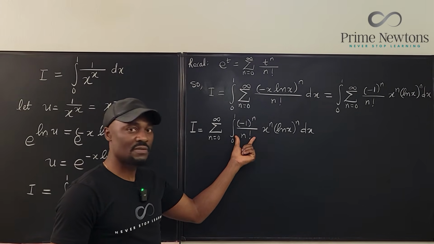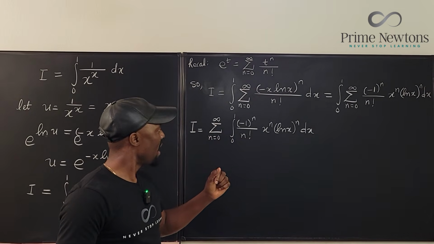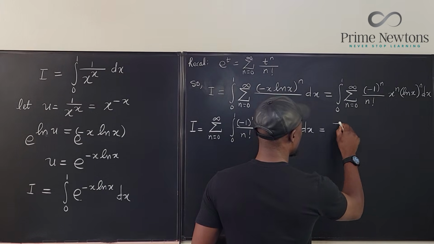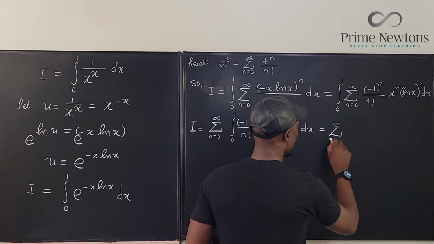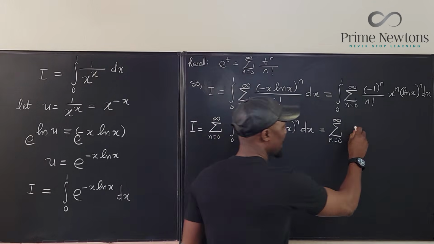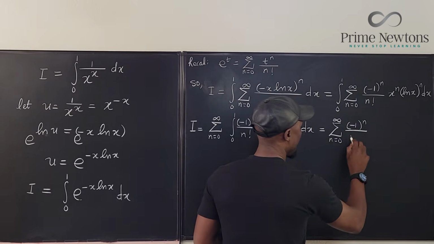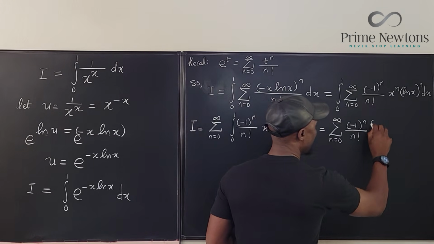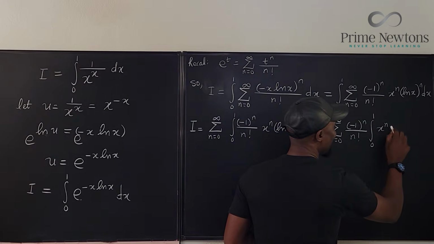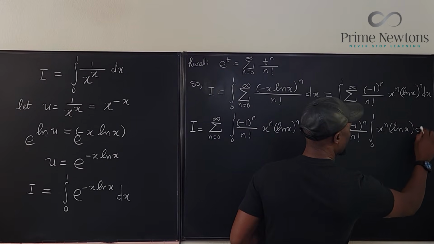You can always move a constant to the back of the integral sign. So I am going to do that. This is now equal to the sum from n equals 0 to infinity of, I pull this to the back, it's negative 1 to the n over n factorial, and then I have the integral from 0 to 1 of, now I'm getting excited because the answer is about to show up, dx.